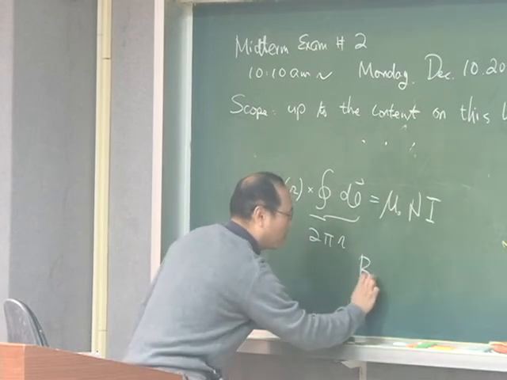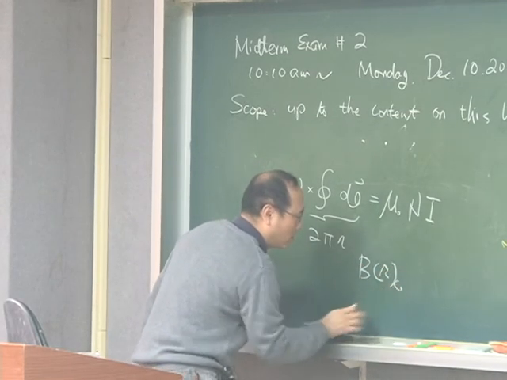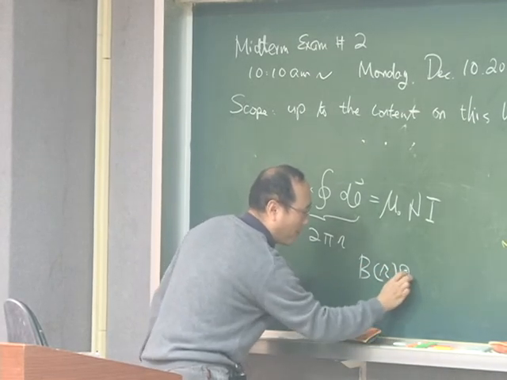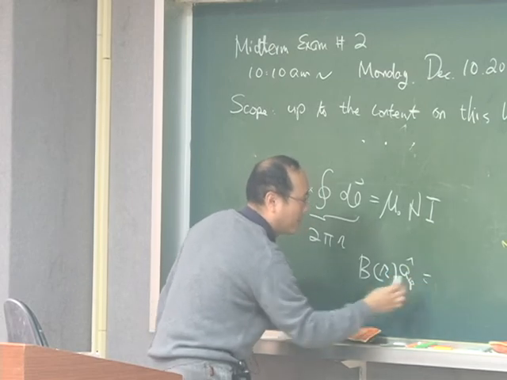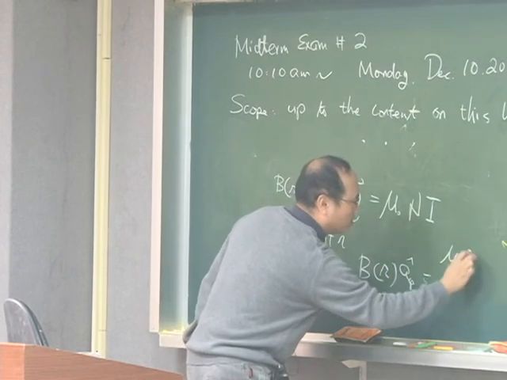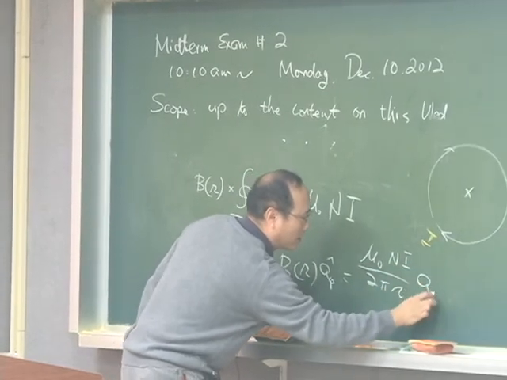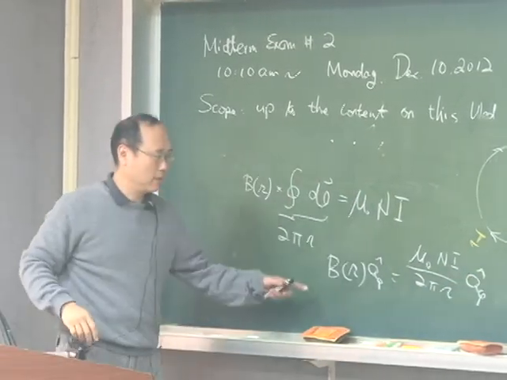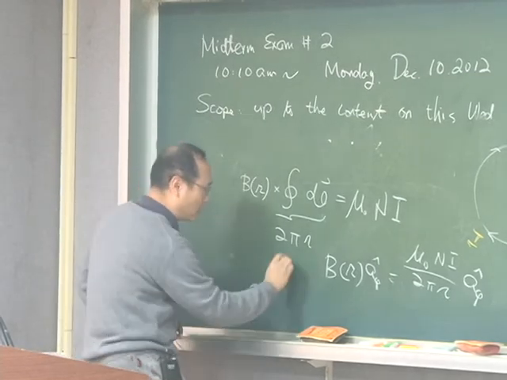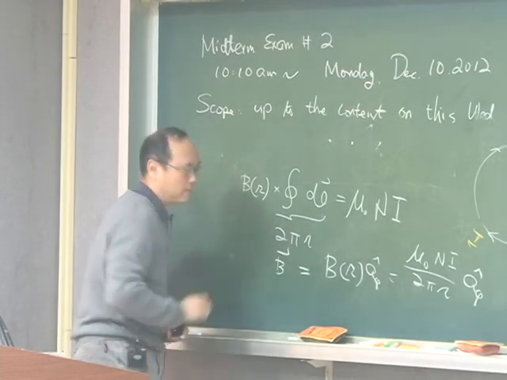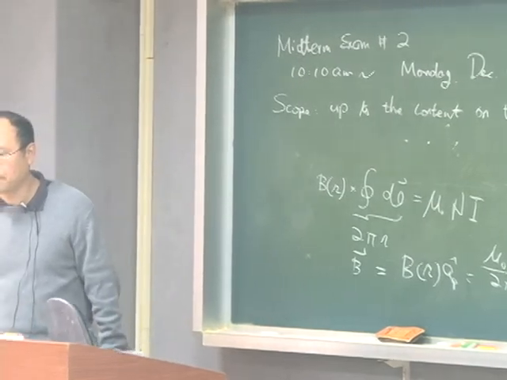So you end up having B_r that is along phi direction equal to mu naught N I divided by 2 pi R and then along phi direction. This is the answer for your B field. Okay. So this is called toroid field.